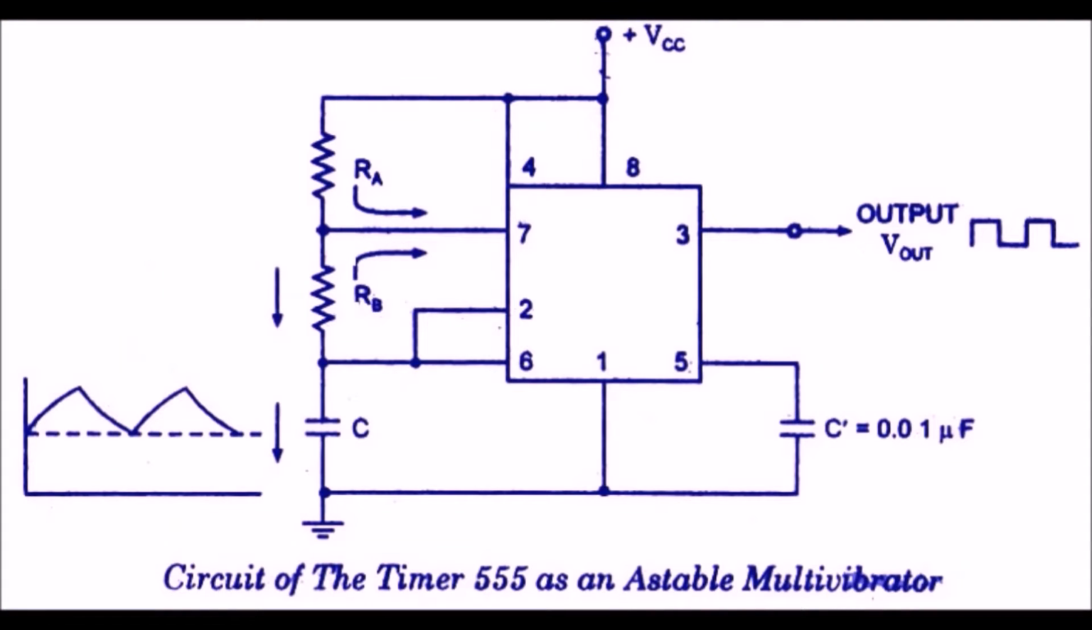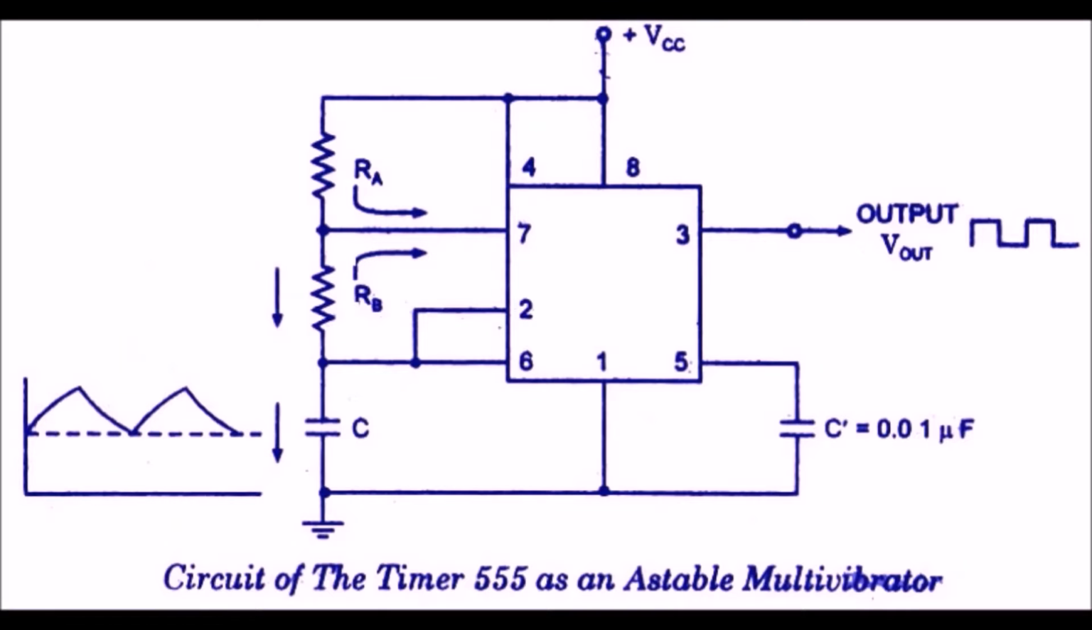Let's say at power turn on, that is at t equal to 0, when the capacitor is still discharged, the voltage at the trigger input is less than VTL. This forces Q high and keeps the BJT in the cutoff region, thus allowing the capacitor to charge towards VCC via the series resistors RA and RB.